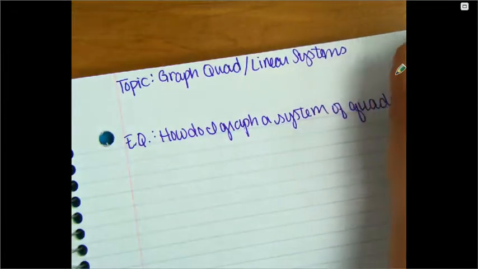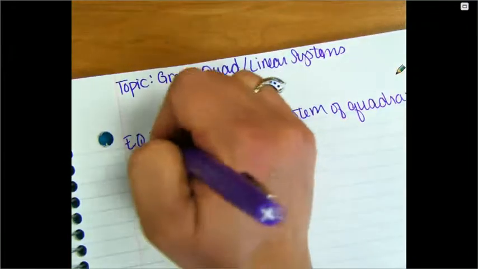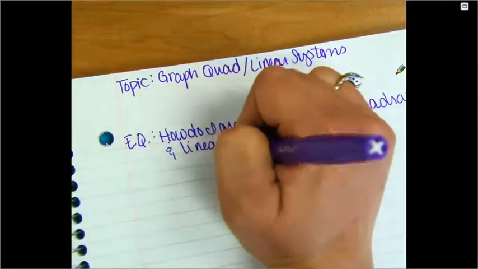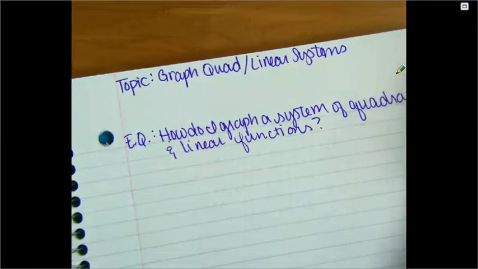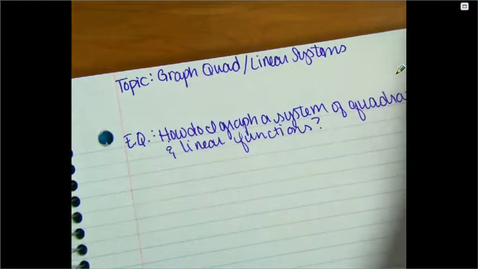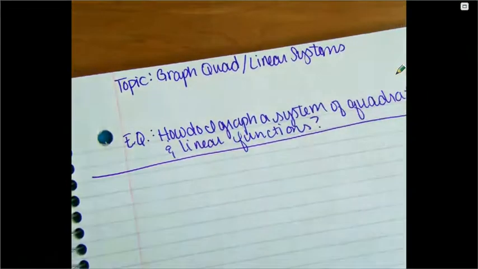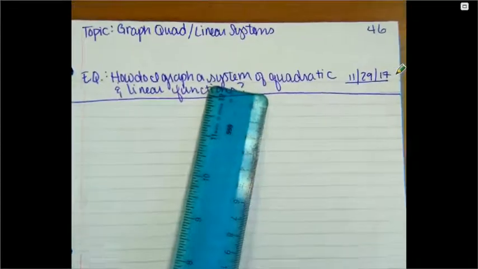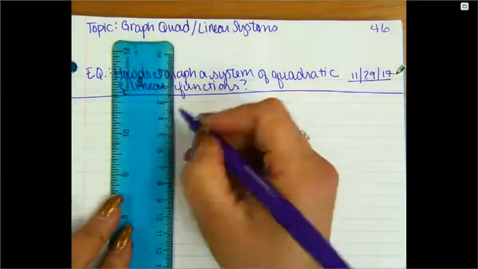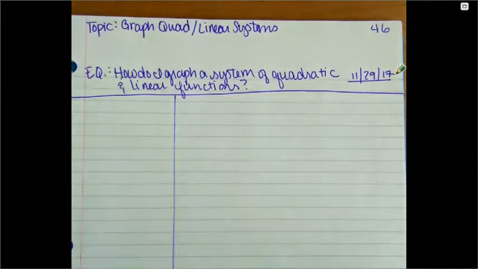Your essential question is how to graph a system of quadratic and linear functions. All right, we went over the types of solutions for a quadratic linear when we solve them by substitution algebraically. How many types of solutions do you have? There are 3.